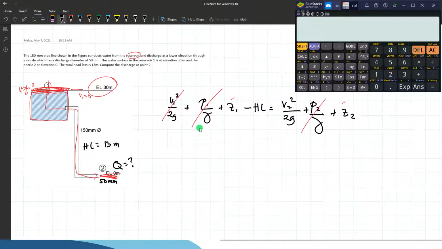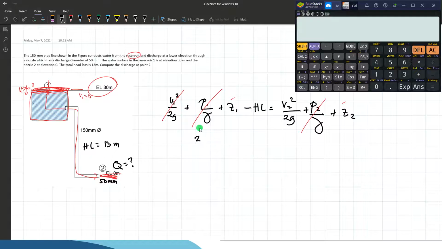Next we have velocity 2. When we determine the velocity at point 2, that's when we can determine the discharge. But last, we can only cancel out the velocity head when the location of that point is at the reservoir, the liquid surface of a reservoir, or a very large container. Since the dimension of the reservoir is not mentioned here, it is understood that the reservoir is very big. That's why we canceled out the velocity.